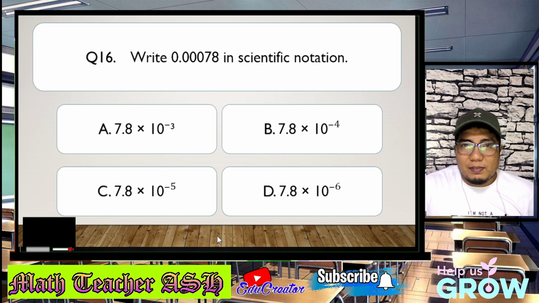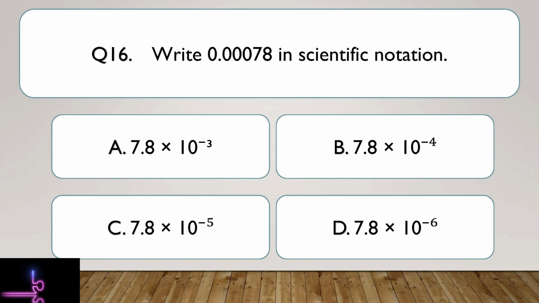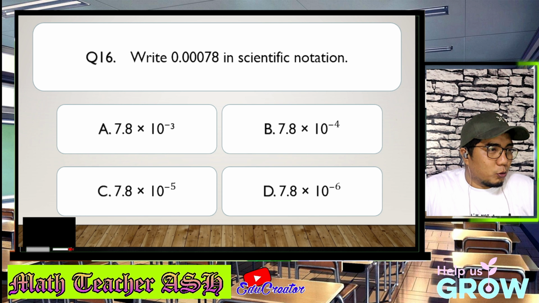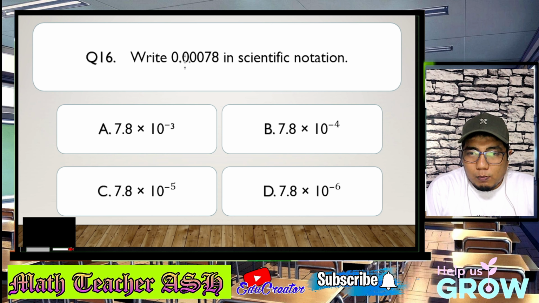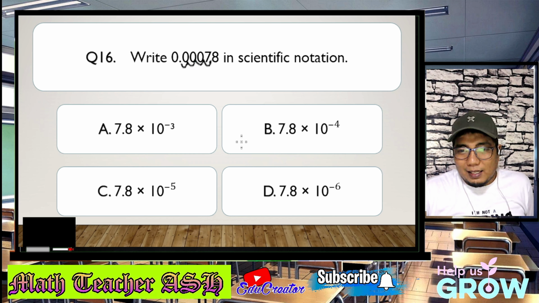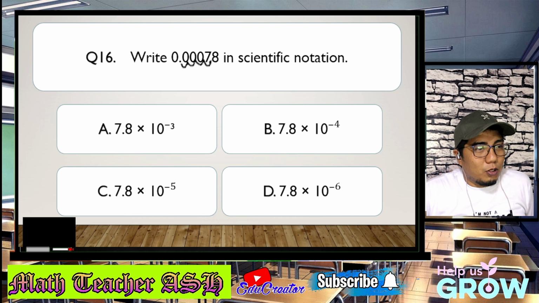I'll give you 5 seconds to think about your answer. 5, 4, 3, 2, 1. Okay, my dear math learners, we just apply what we have learned earlier. So what we need to do is move our decimal to the middle of 7 and 8 here. So we count 1, 2, 3, 4. So that would be times 10 to the negative 4th power. So 7.8 times 10 to the negative 4th power. That is letter B. Let's check whether we are correct.